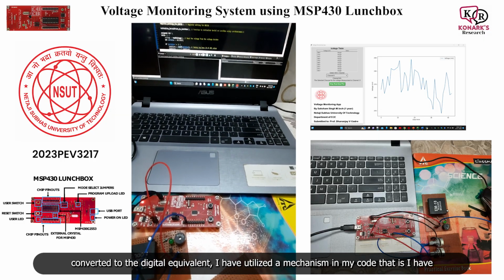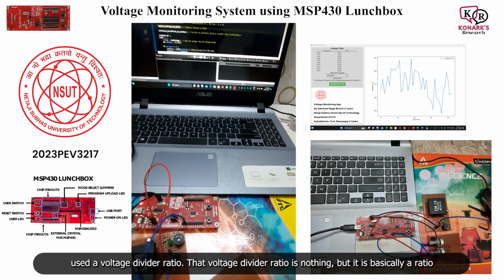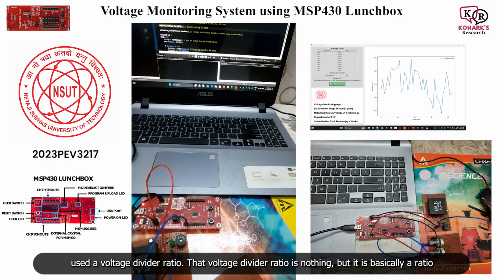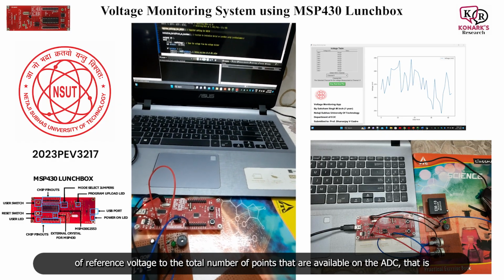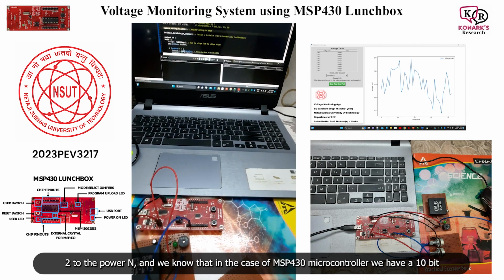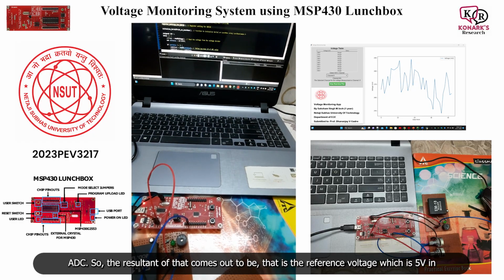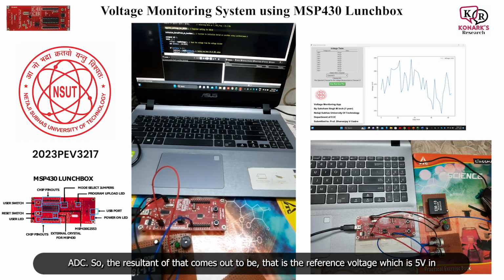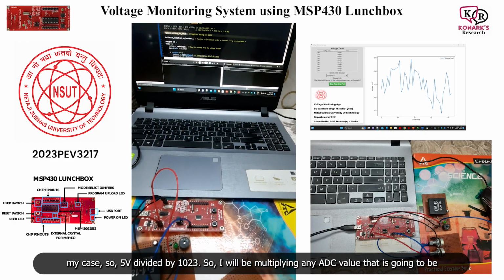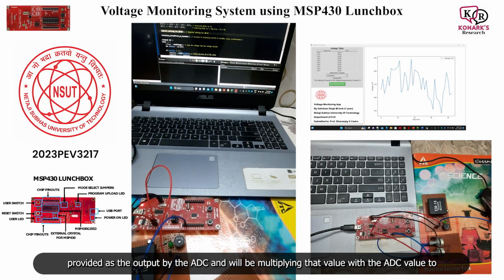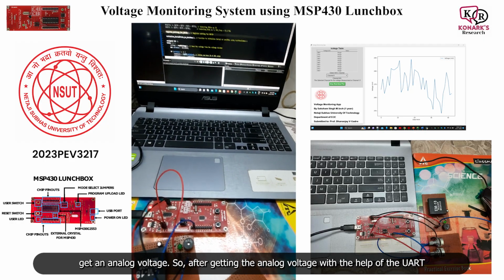Now, since that value will be converted to the digital equivalent, I have utilized a mechanism in my code, that is, I have used a voltage divider ratio. That ratio is basically the reference voltage divided by the total number of points available on the ADC, that is 2 to the power n. We know that the MSP430 microcontroller has a 10-bit ADC. So the resultant is the reference voltage, which is 5 volts in my case, divided by 1023. I will be multiplying any ADC value provided as the output by the ADC with this ratio to get an analog voltage.